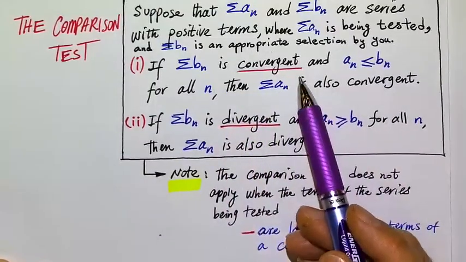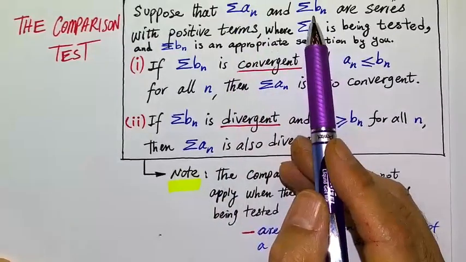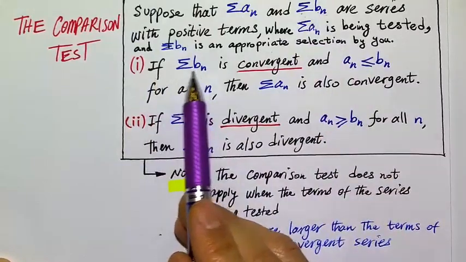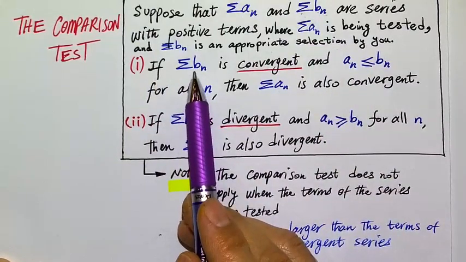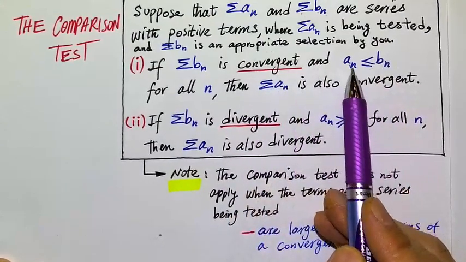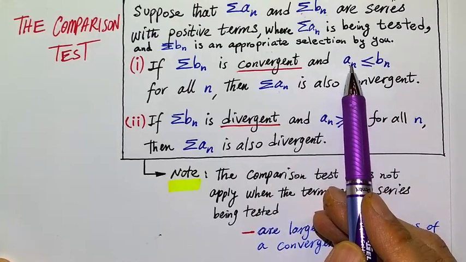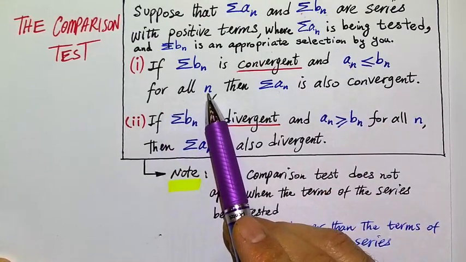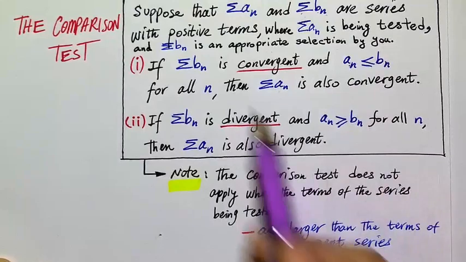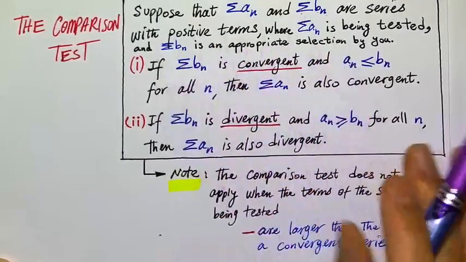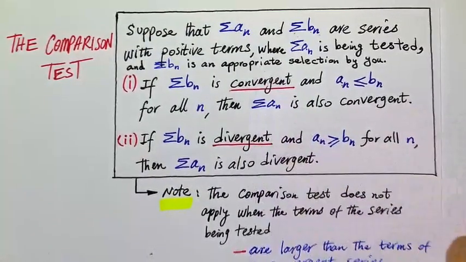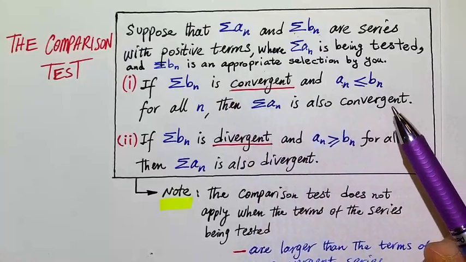So, given those two series, one that is being tested and one that you've picked, either a P series or a geometric series, if the series that you picked is convergent and it's greater than the series that you're testing for all values of n, then the series that you're testing is also convergent. This small box is pretty compact with information. As you read this, please make sure that you slow down and think about what it's saying.